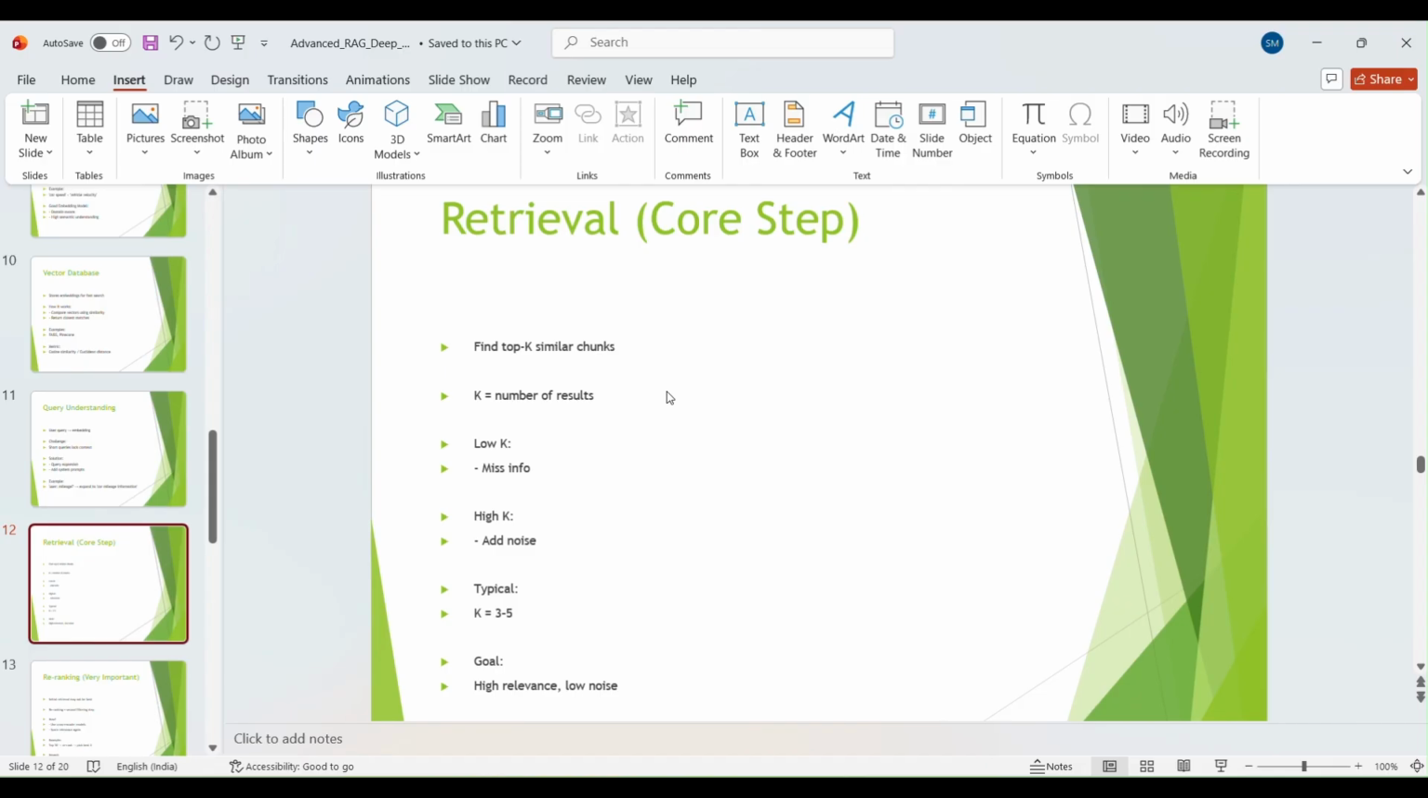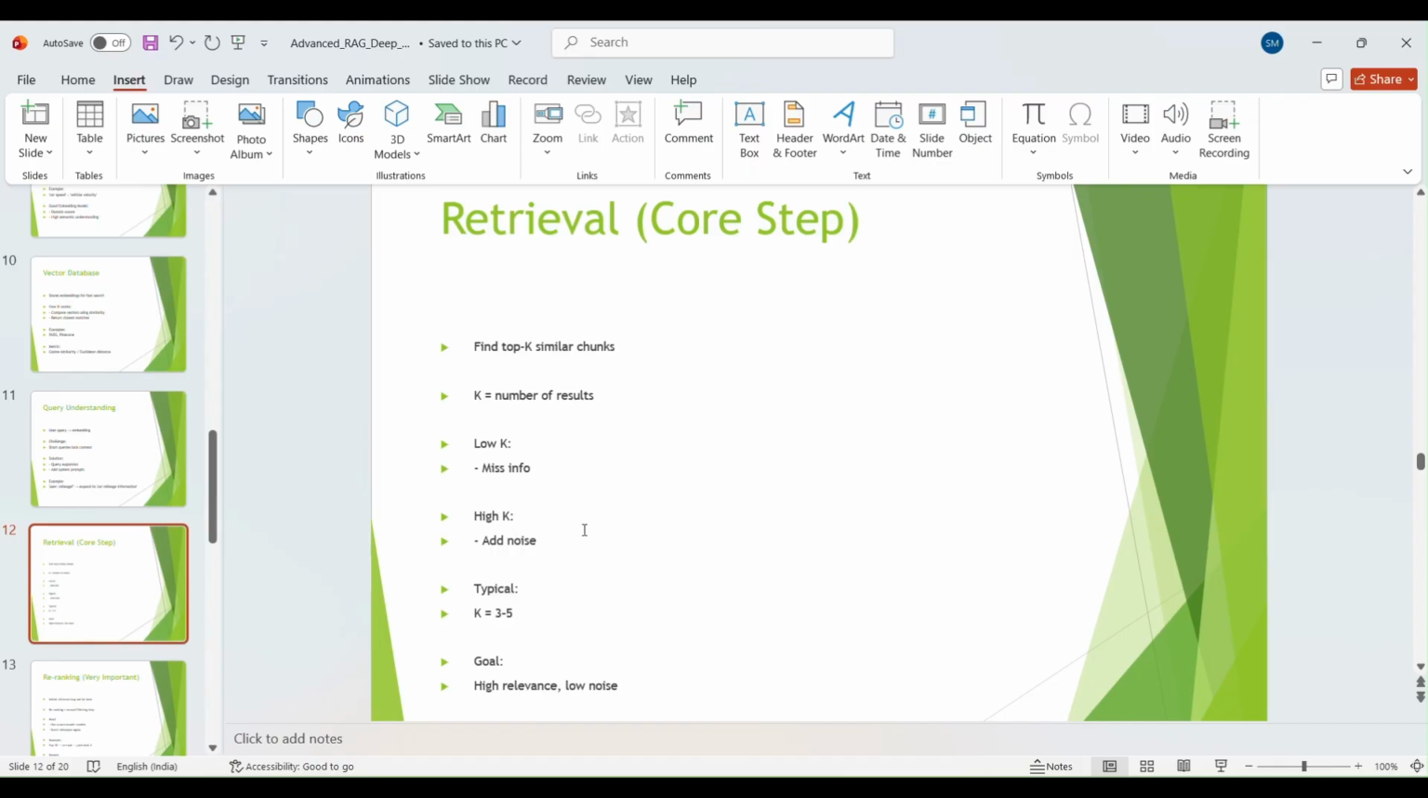This is the retrieval part of RAG. Suppose a user asks a query, like I told you about chicken biryani. It will go to the knowledge base and retrieve everything about biryani. It can be egg biryani, chicken biryani, fish biryani, veg biryani, whatever it is. Now, this k represents the number of results. Low k means misinformation, and high k means added noise.